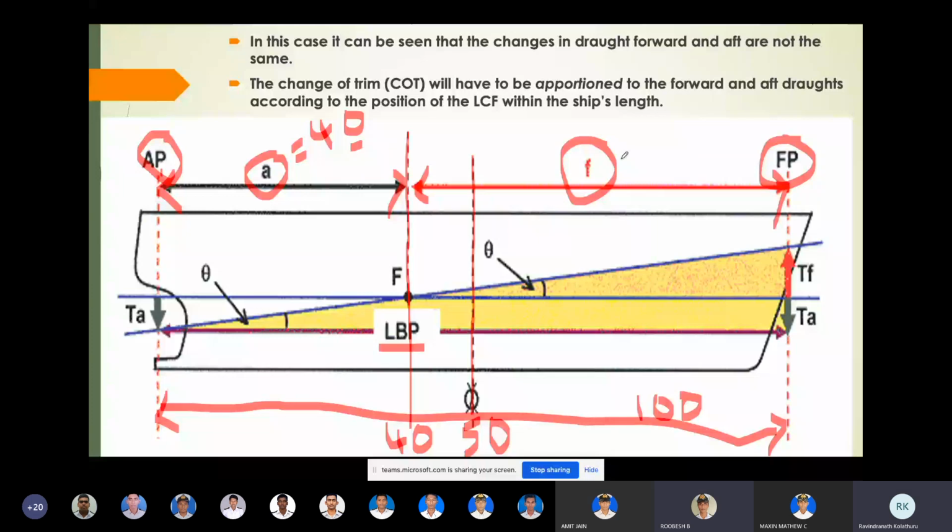60. Okay, because my LBP is 100 meters. So I know from aft perpendicular to here it is 40, so the remaining will be 60 over here.